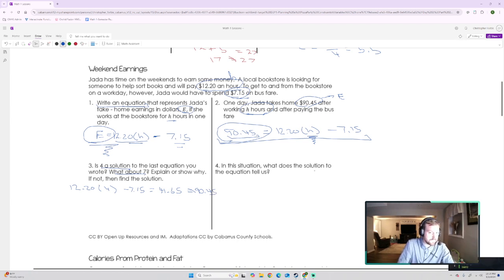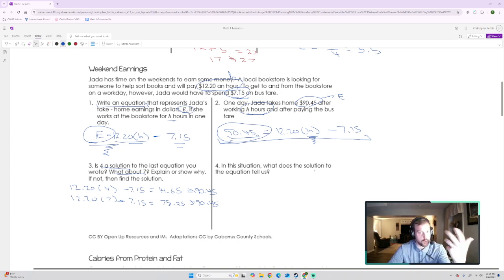Right. All right. What about if I plugged in, instead of 4 hours, 7 hours? Minus the 7.15. Oops, that should be a minus, not an equals. 7.15. All right, when I type that in the calculator, I get $78.25, which again does not equal 90.45. It's a little bit less than 90.45. So I'm assuming that Jada had worked more than 7 hours to get to $90.45. So she had a long work day. Okay.